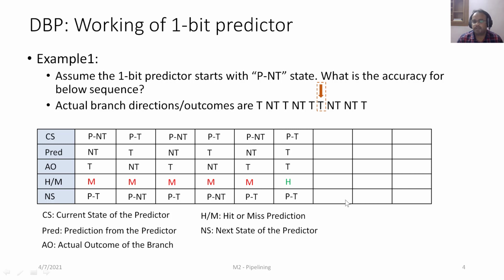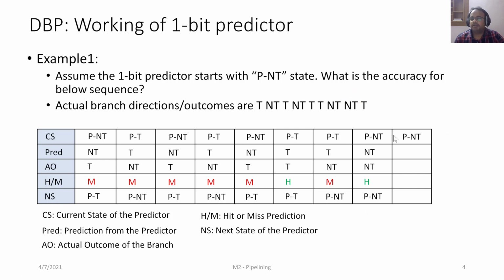Here it's PT, right? So the next time, we are in the PT state and we predict taken, but the actual branch outcome is not taken. So it's a misprediction again, so we will transition the state. We'll go to PNT. The next time we start with PNT. We predict that it will not be taken, and we find that the actual branch outcome is also not taken. So it is a hit prediction, and we will continue to be in the predict not taken state.